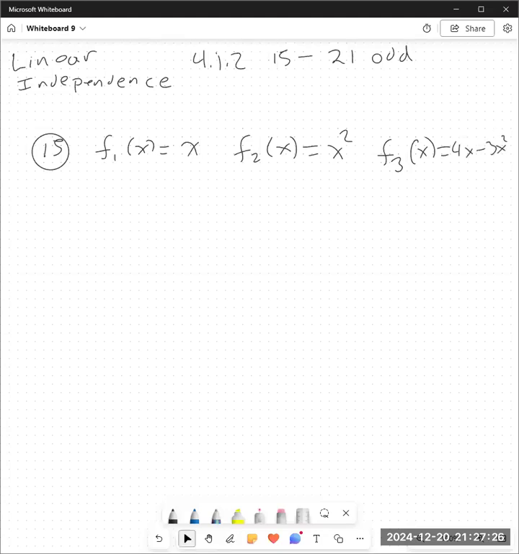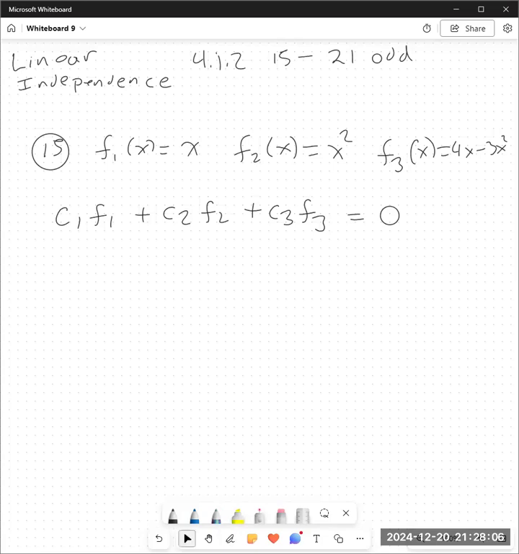Now, if I can find coefficients C1, C2, and C3, not all 0, so that this equation that I just wrote is true, where I can make them equal to 0, then they are linearly dependent. If the only solution to this equation is C1, C2, C3, all the constants in front of the functions have to be 0, only that trivial solution exists to give this equal to 0, then they're linearly independent.